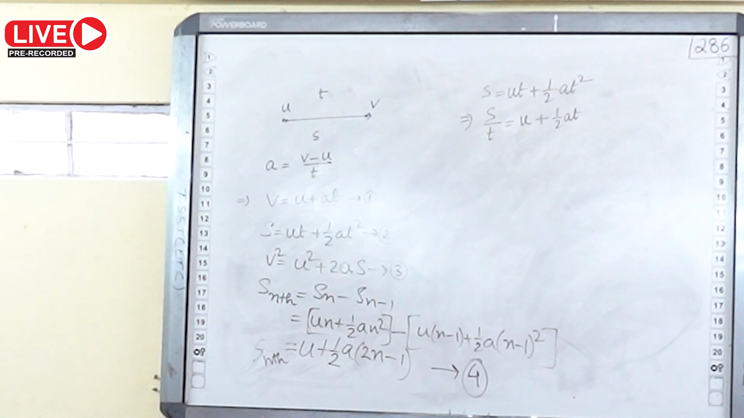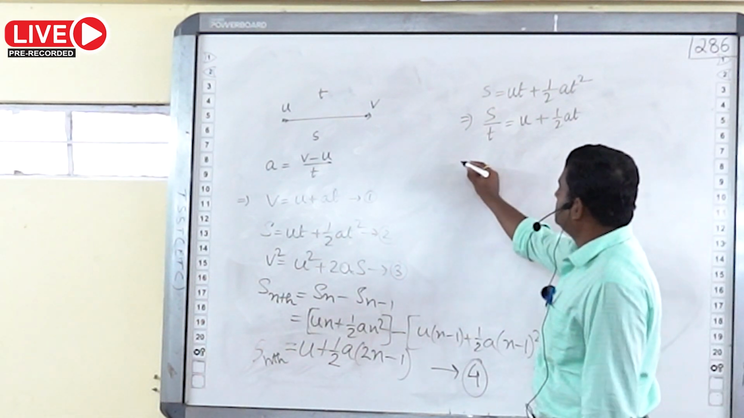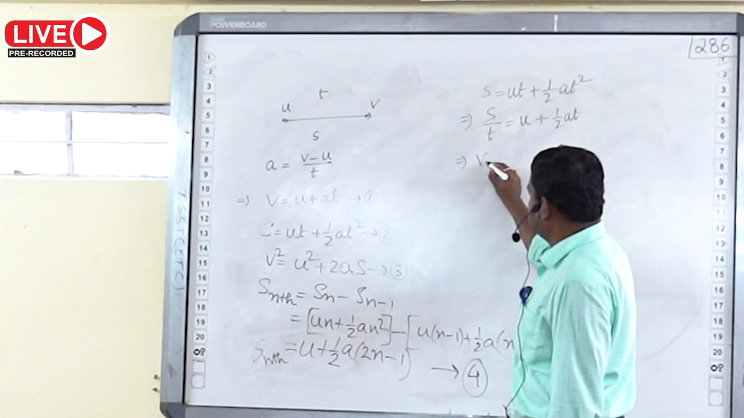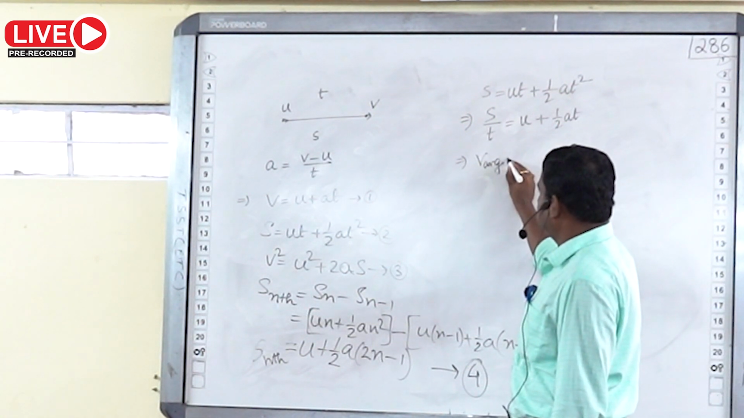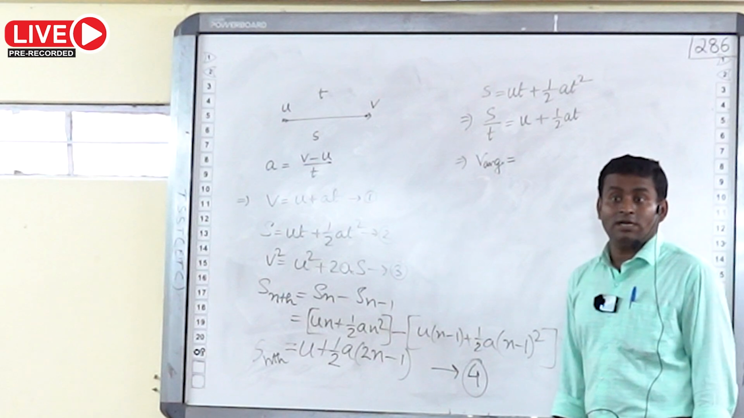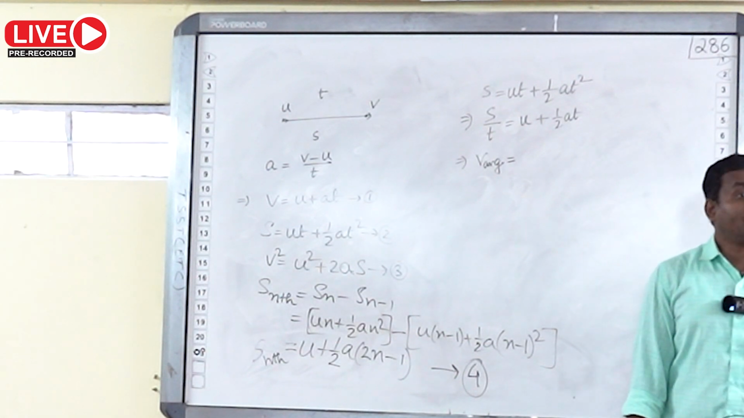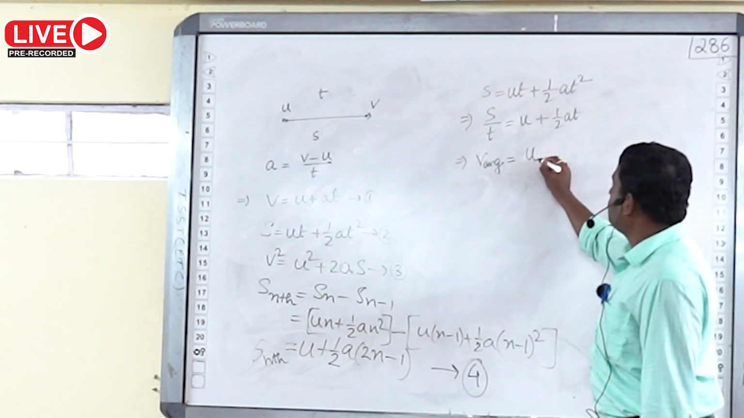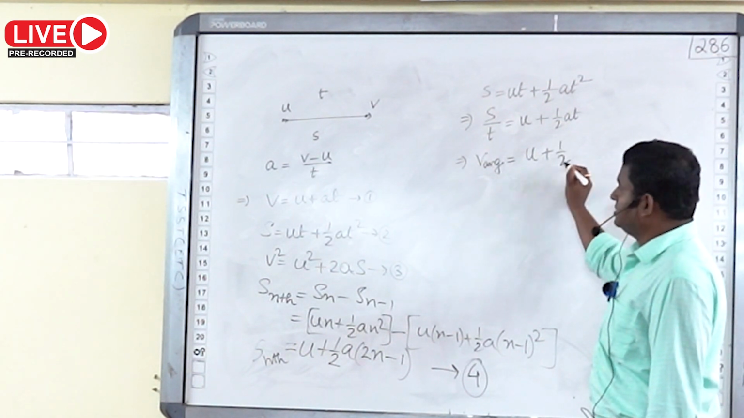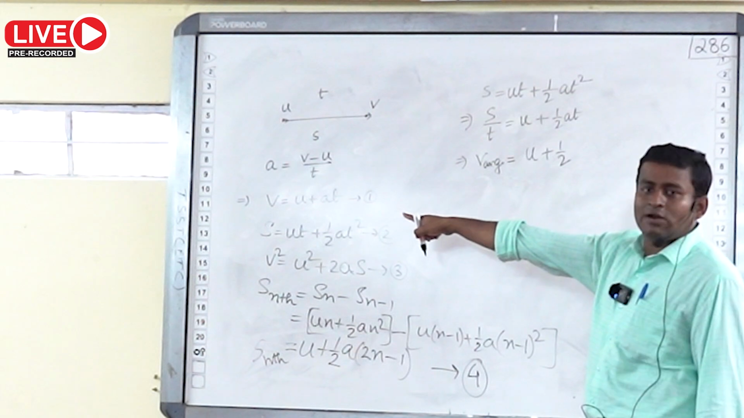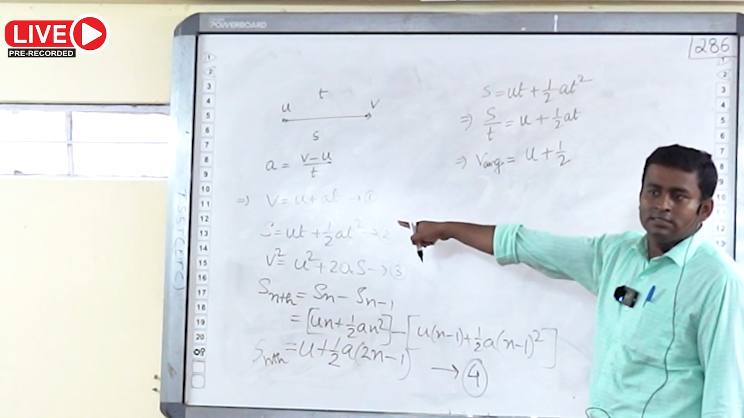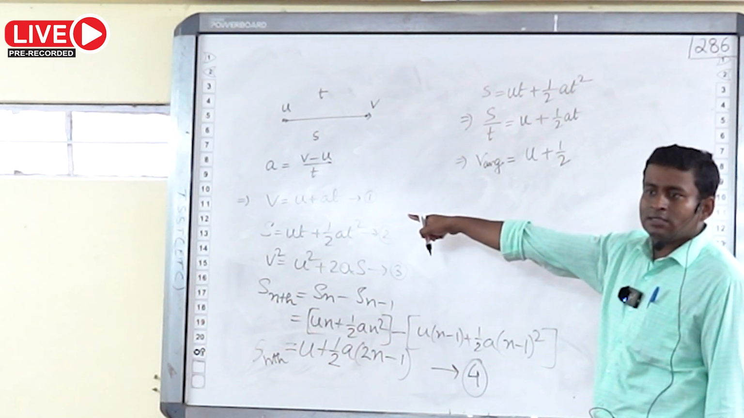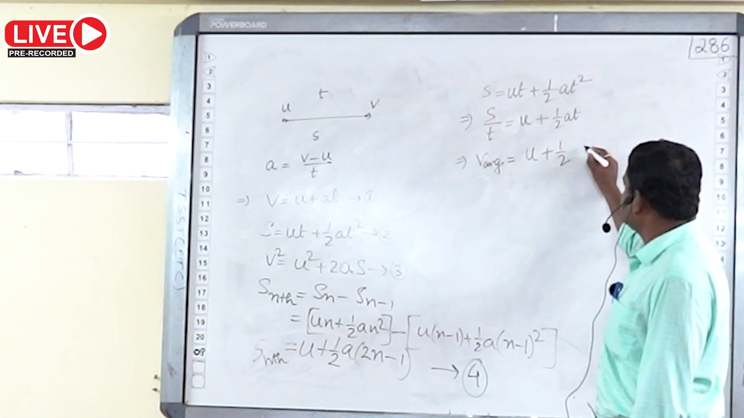Now what is s by t? Total displacement by total time. This is just the average velocity. In which type of motion? Uniformly accelerated motion. u plus half at. Now from equation 1, what is the value of at? It is v minus u. Just substitute it.